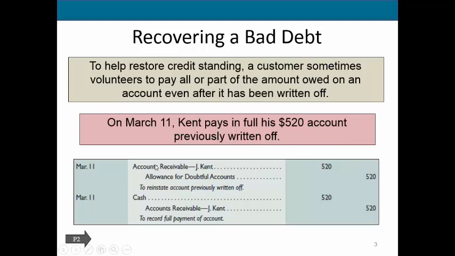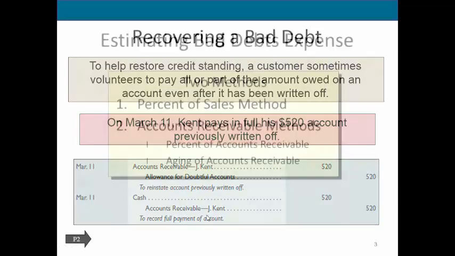We reverse the write-off. So here we put the account receivable back on our books, and then we put this $520 back into the allowance because we're simply reversing that write-off. And then we show that we're getting the cash, and then we go ahead and take that account receivable off because we got what they had promised. So this promise is no longer available to us, so we need to take it off the books.